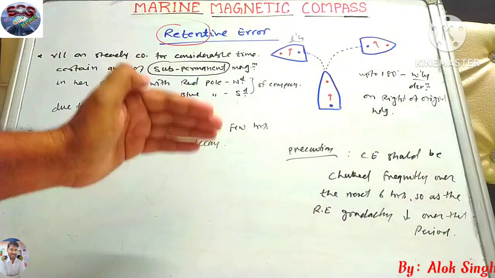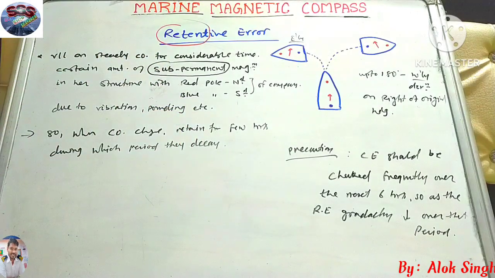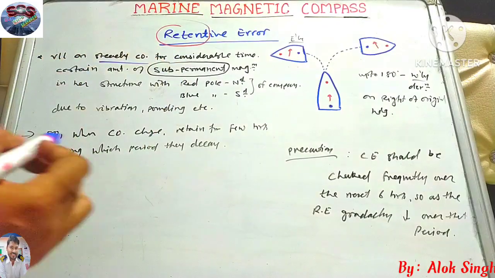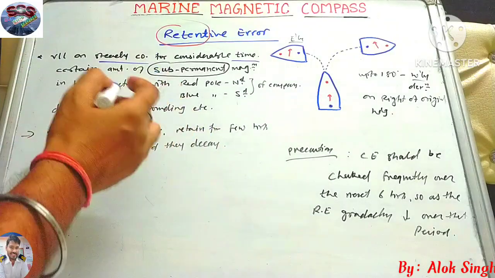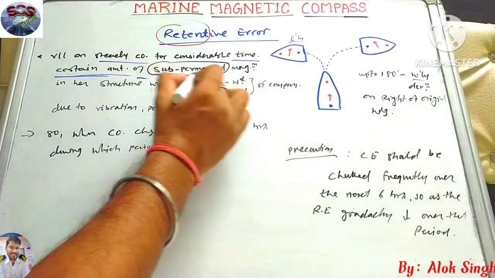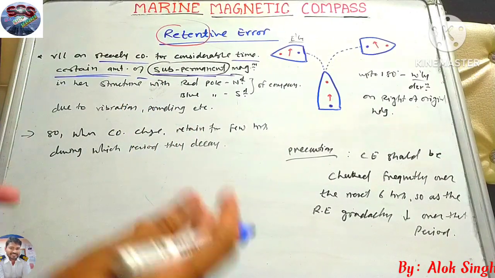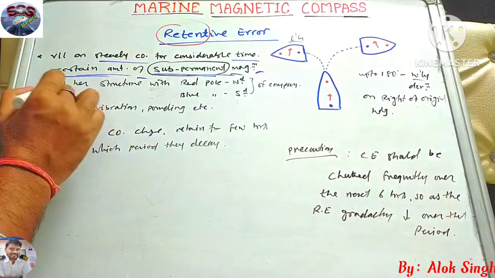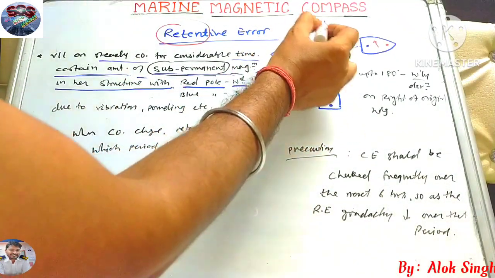But in the retentive error condition, the vessel is continuously heading on the same heading, but not for a very long time. It is for 2 days, 3 days, 1 day, or 10 hours, 15 hours, like this. So when the vessel is on a steady course for a considerable time, anything from 1 day, 2 days, 5 days, 7 days, a certain amount of subpermanent magnetism develops, as I told you. For this to happen, some heating or vibration or striking is required. So the subpermanent magnet in the structure has its red pole northward. Suppose this is north, and this is south.